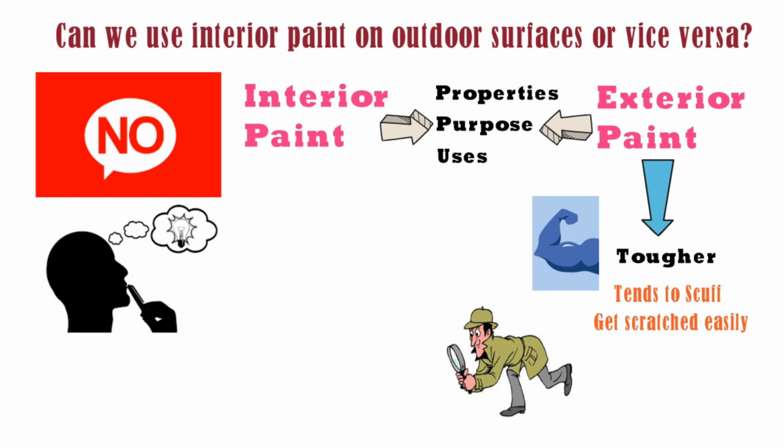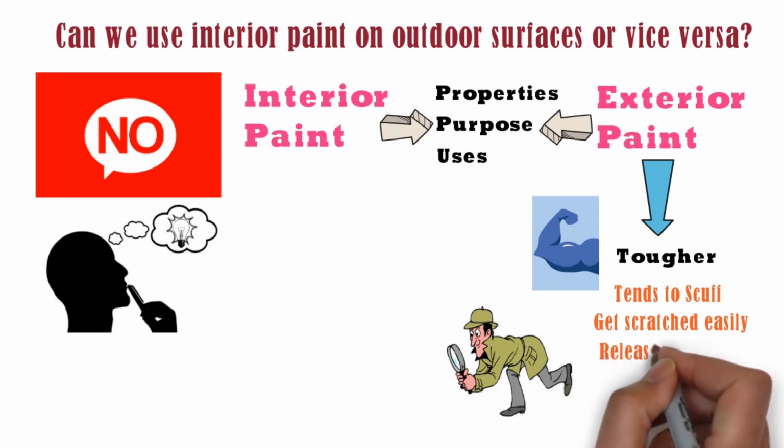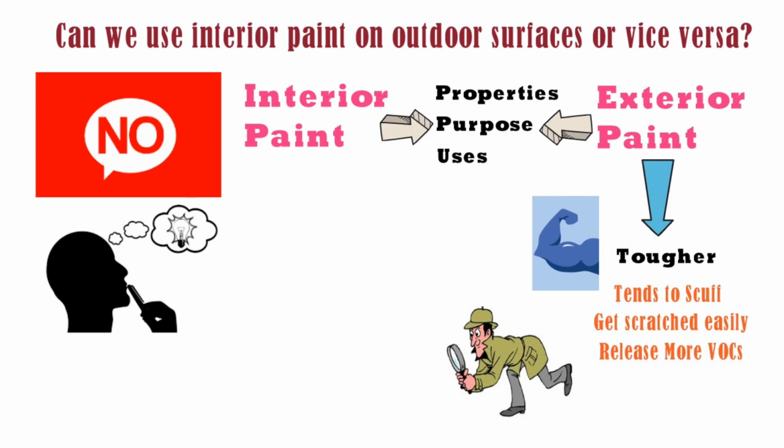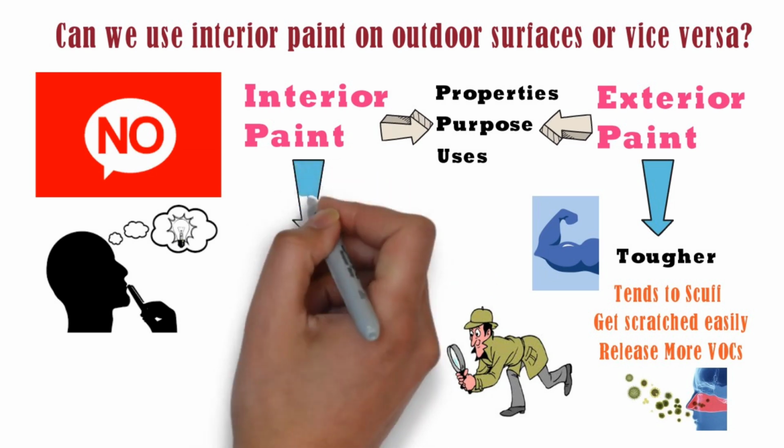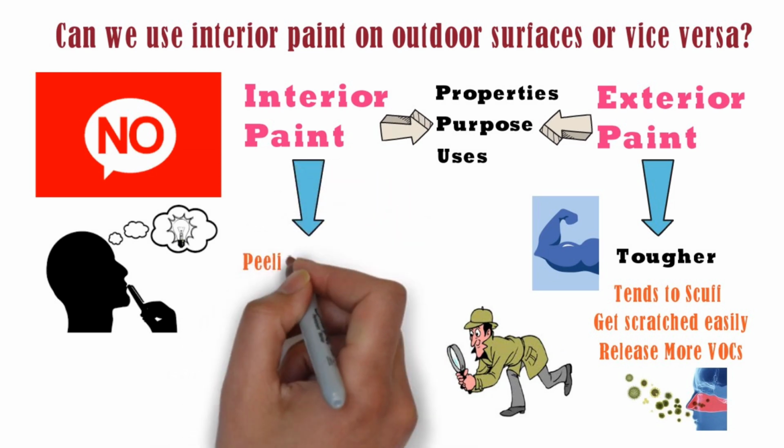There is also the fact that exterior paint releases more VOCs into the air. When used indoors, this can be quite dangerous and lead to certain allergies. On the other hand, using interior paint outdoors will result in peeling and cracking due to changing temperatures.